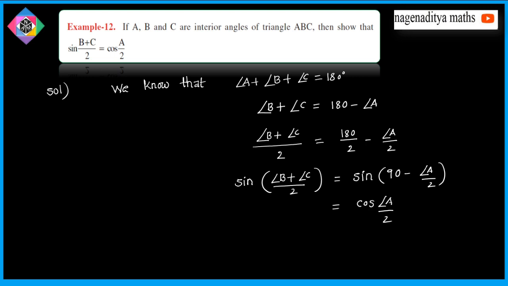So what we need to prove here is, therefore, sine of B plus C by 2 is equal to cos A by 2.